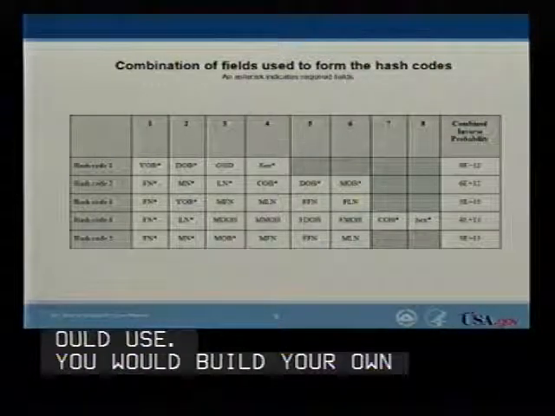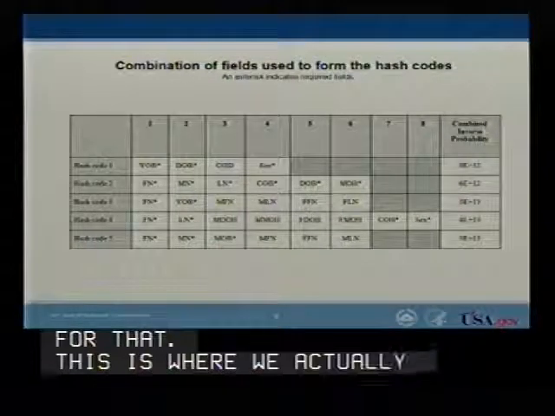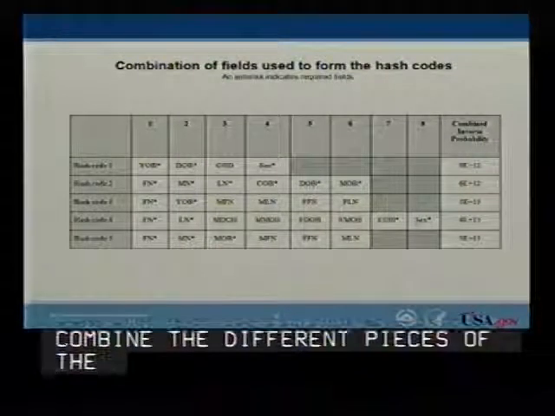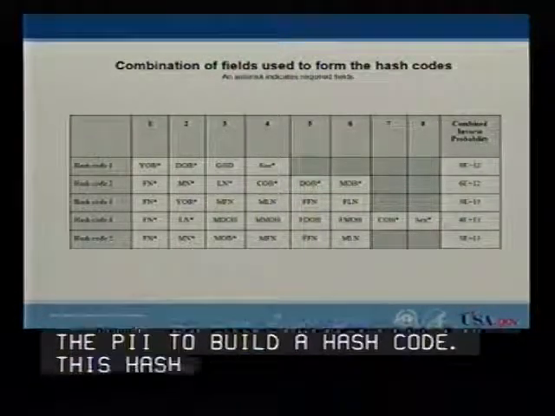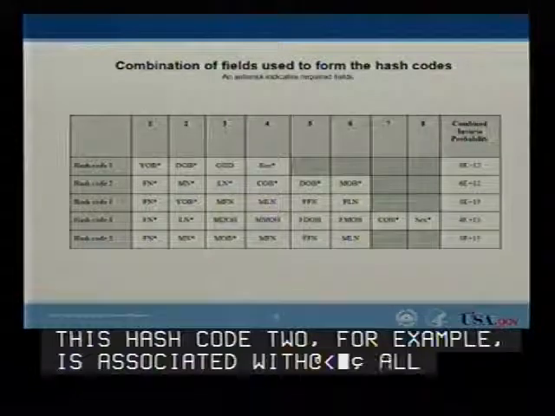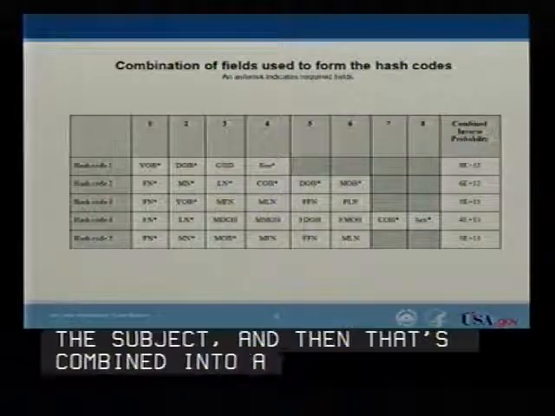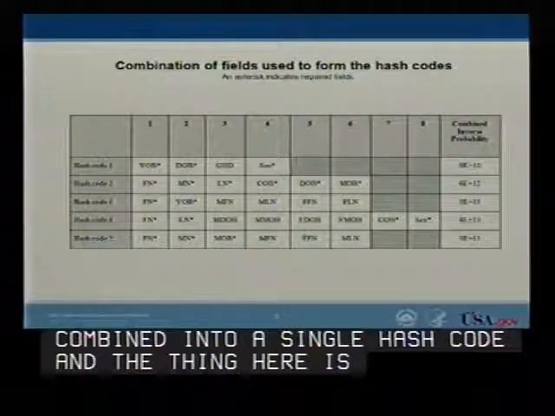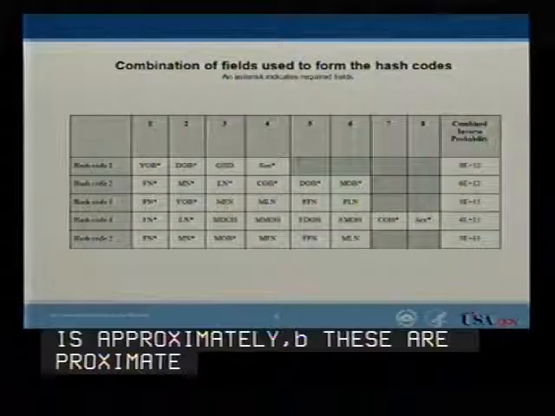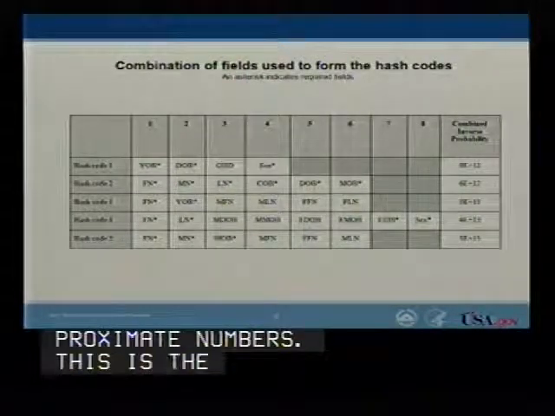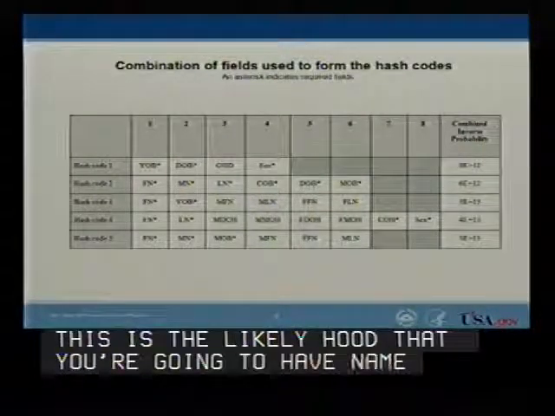Okay, so this is where we combine the different pieces of the PII to build a hash code. This hash code 2, for example, is associated with all required information that we require from the subject, and that's combined into a single hash code. These are approximate numbers, the combined inverse probability. So this is the likelihood that you're going to have name collisions in here. It's pretty high. It really is good separation between individuals.